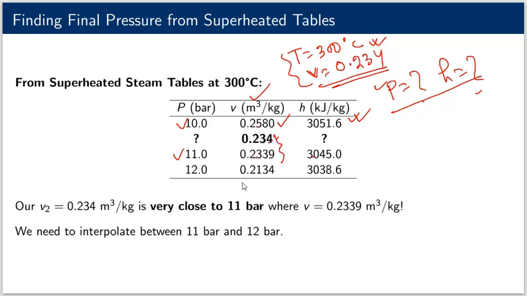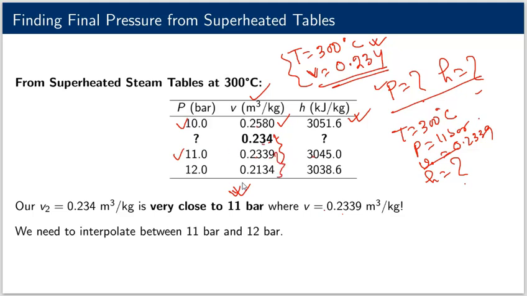So we can take 11 bar where V is equal to 0.2339. Here the temperature is 300 degrees centigrade and the pressure we can take as 11 bar, and based on that we can easily calculate the volume, 0.2339, and from that calculate H. Otherwise we can interpolate between the two points, 11 and 12 bar, and from that find the pressure.